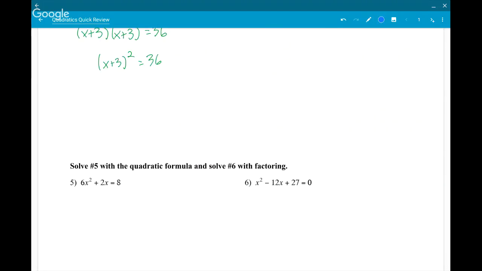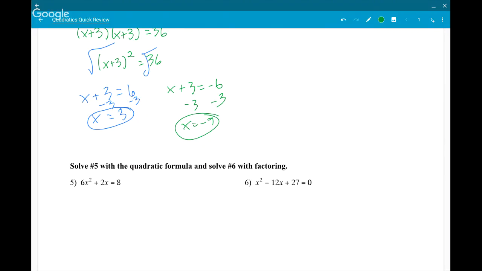I'm going to change colors because I feel like it. And this is where we're going to set up our two equations. We're going to set up x plus 3 equals 6, and x plus 3 equals negative 6. We're going to solve both of those for x. I get x equals 3 by subtracting 3 from both sides. Probably should have written that. And I get x equals negative 9. So very similar problem to the last one. It just starts with factoring.